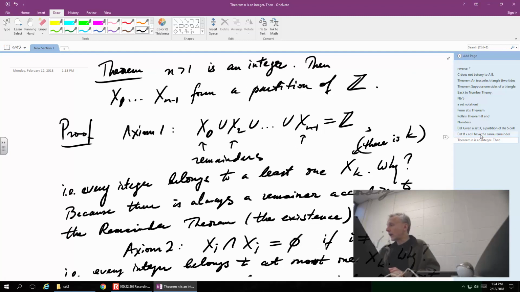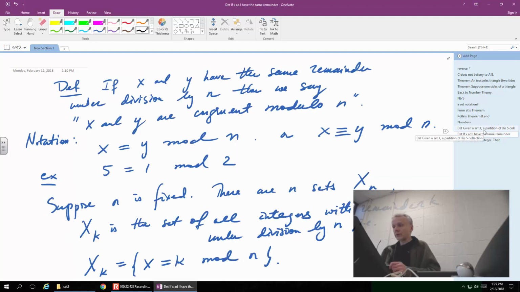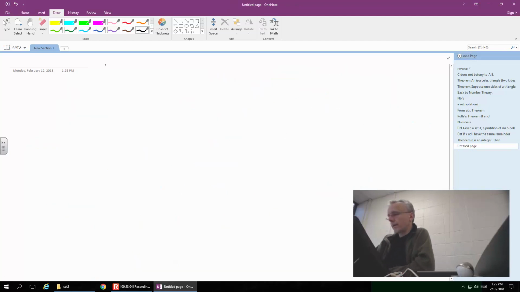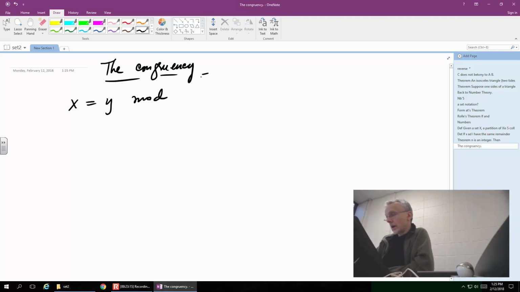It is a different look at this relation. Rather than thinking in terms of a partition and sets and subsets and an empty intersection, we look at the relation between two numbers like this one. The congruent relation. So let's explore the congruent relation, or the congruency. So once again, x, y, mod n.